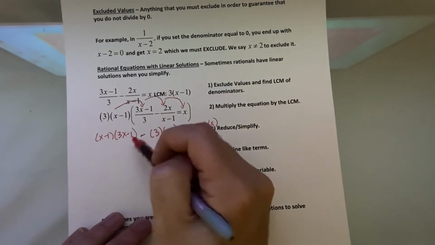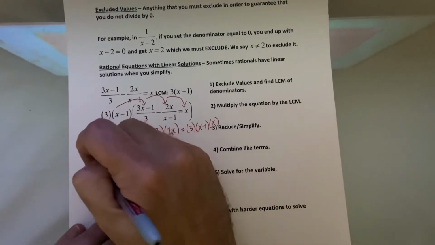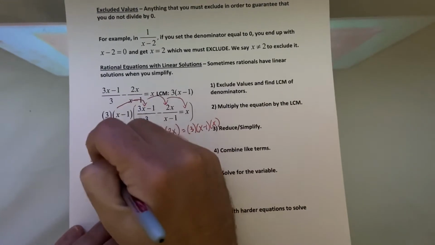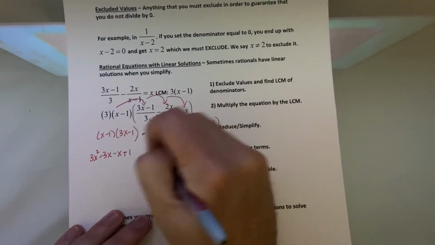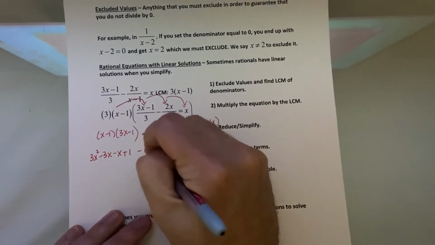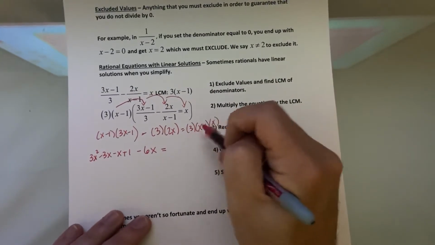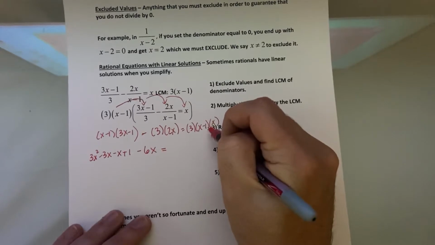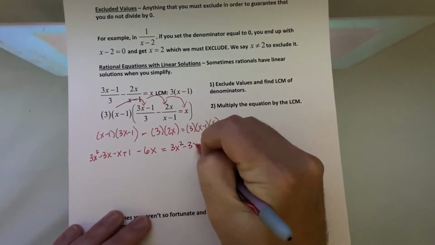So in this first set, I have to distribute. We get 3x squared minus 3x minus x plus 1. When I multiply these together, I get minus 6x. On the right side, it'll be 3x minus 3 times x, so 3x squared minus 3x.